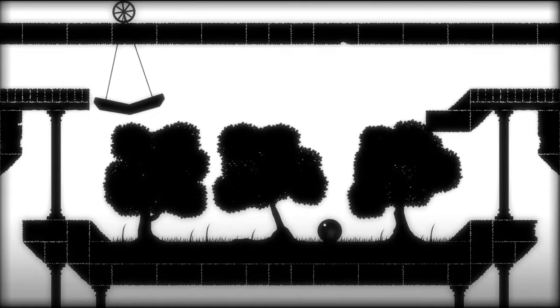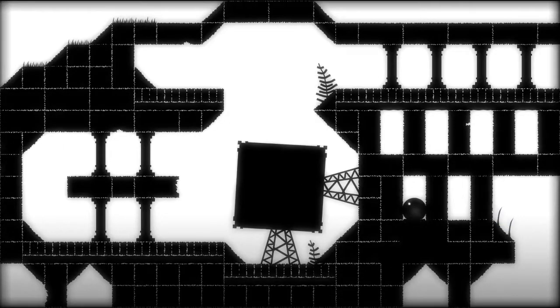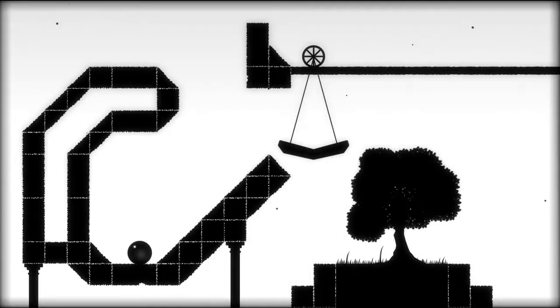Okay. So this is a sneaky star. Watch this. That's how you get to it. I would have never guessed that if I had played this game blind. But I didn't. I watched Greyfruit play it first.